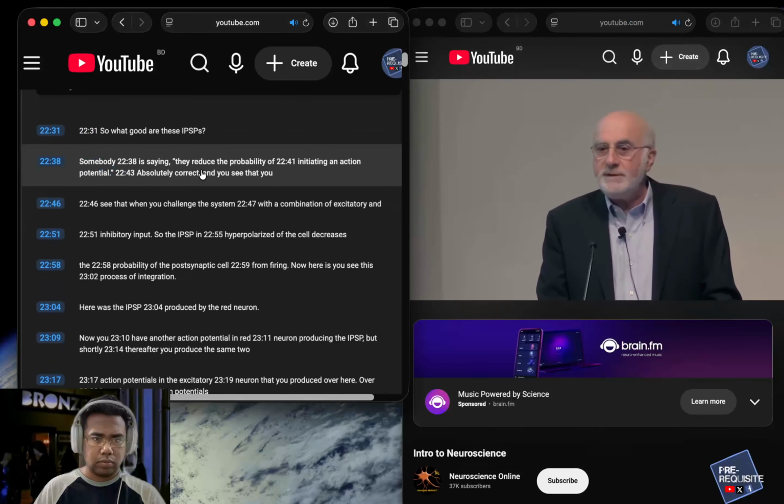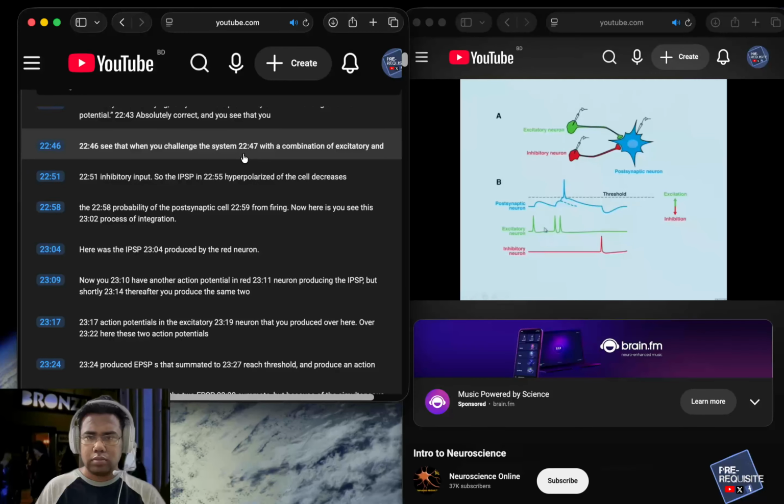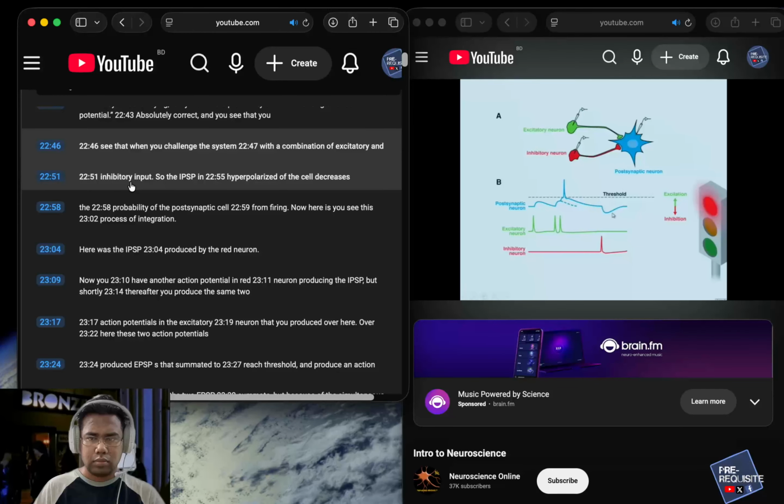Somebody is saying they reduce the probability of initiating an action potential. Absolutely correct. And you see that when you challenge the system with a combination of excitatory and inhibitory input. So the IPSP hyperpolarizes the cell, decreasing the probability of the postsynaptic cell firing.